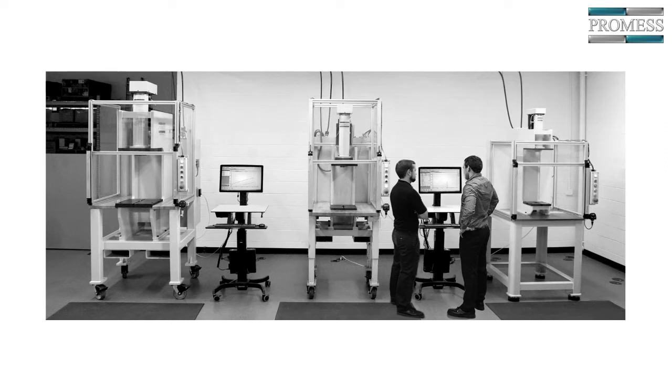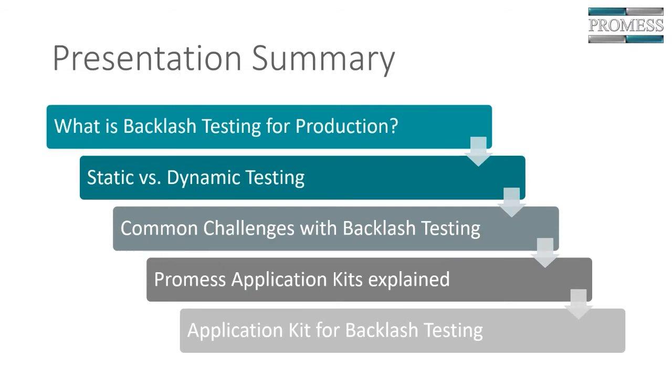So today, John and I are going to talk about backlash testing and in conjunction with Promess application kits. So let's get started. First, we're going to talk about what does backlash testing mean for production. And also, there's two basic types of testing, either static or dynamic, and we're going to talk about those. And also the common challenges that we see with backlash testing. And the solution that we offer is called a Promess application kit, and we're going to go into some detail about that. And again, feel free to ask any questions as we go.